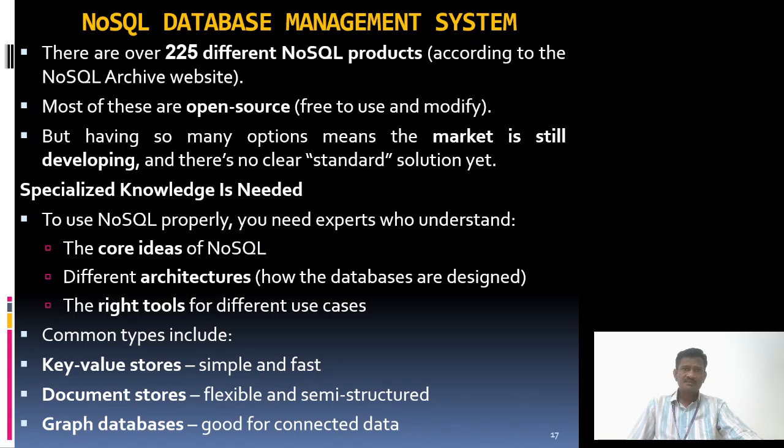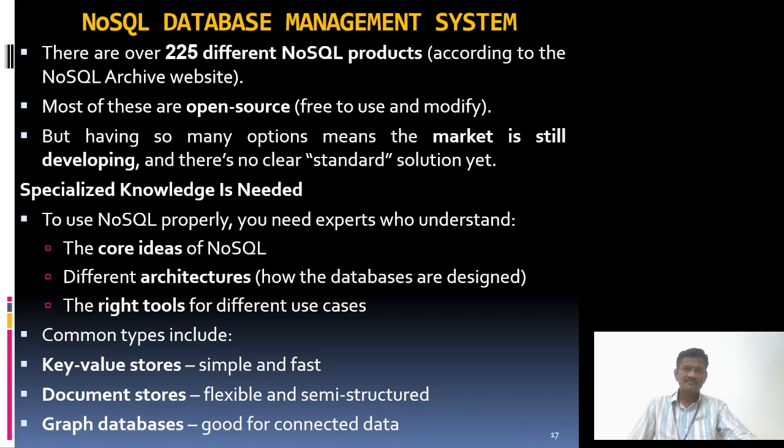NoSQL databases emerged to handle big data challenges such as large scale, unstructured, or rapidly changing data. There are over 225 NoSQL products available. Many of them are open source. Because the field is still evolving, experts are required to choose the right NoSQL model.